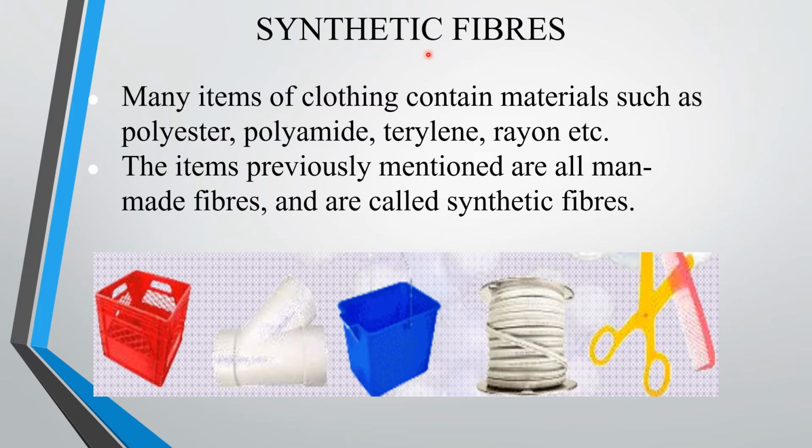As I told you before, when the demand for the fibers increased, man started making fiber artificially, and he coined them as synthetic fibers. And now the synthetic fibers are so user friendly compared to several natural fibers. And nowadays we get many items of clothing containing materials such as polyester, polyamide, terylene, rayon, etc., which are nothing but synthetic fibers. And all these items which we read just now are man-made fibers and are called synthetic fibers, and they are made out of pure chemicals.